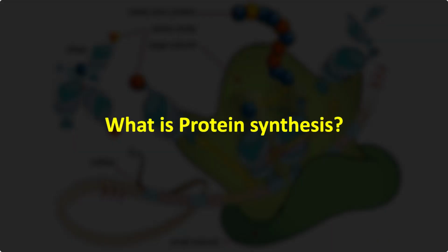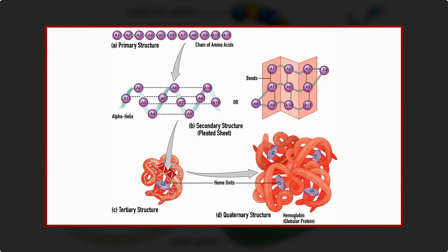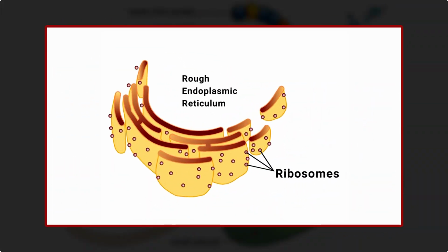So the question, what is protein synthesis? Protein synthesis is a process of synthesizing proteins in a chain of amino acids known as polypeptides. It is the second part of the central dogma in genetics after transcription. It takes place in the ribosomes found in the cytosol or cytoplasm, or those attached to the rough endoplasmic reticulum.